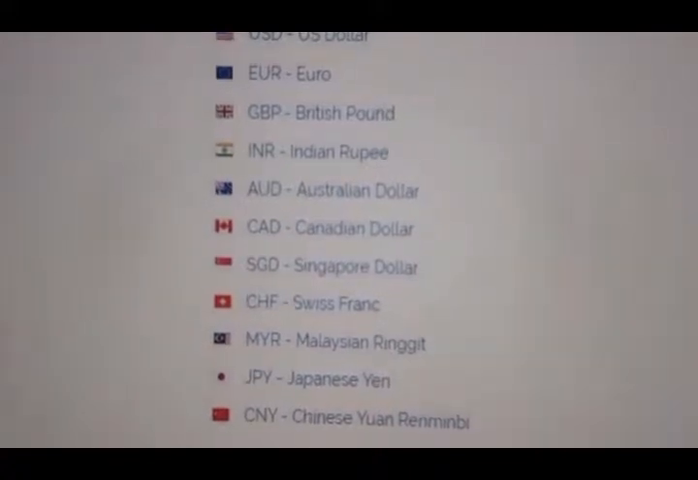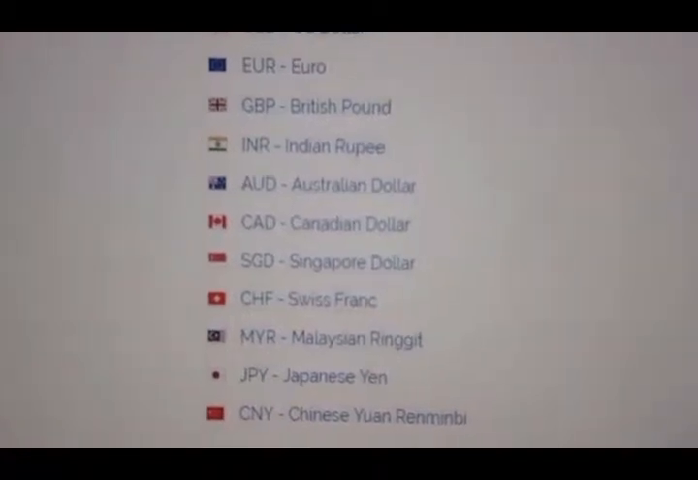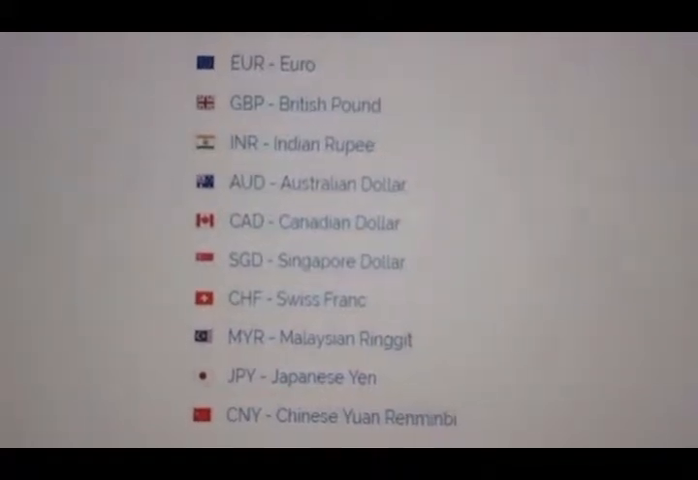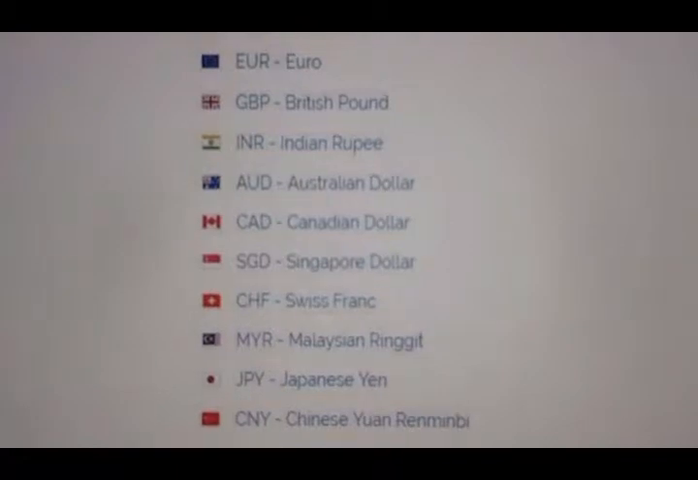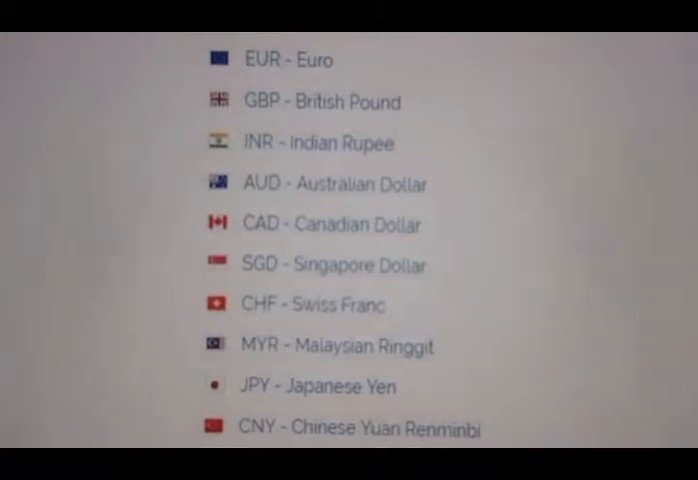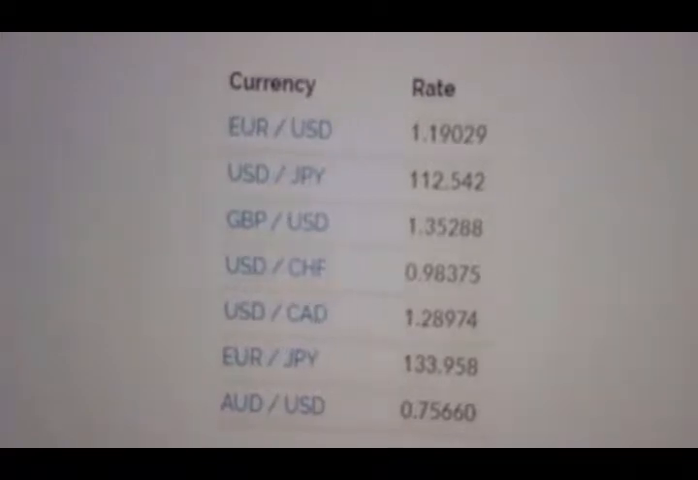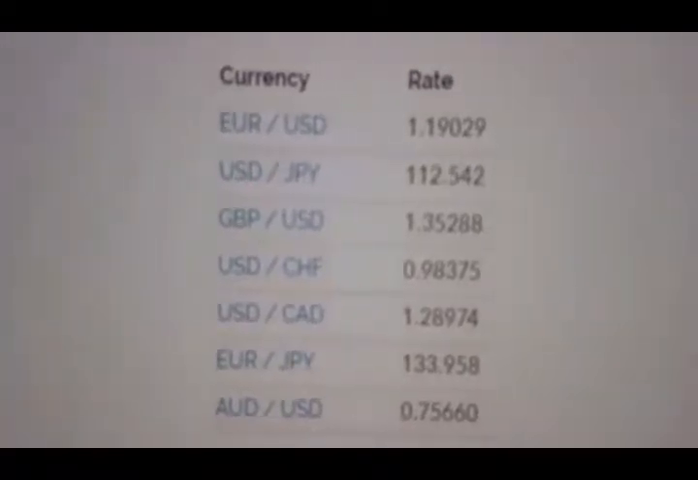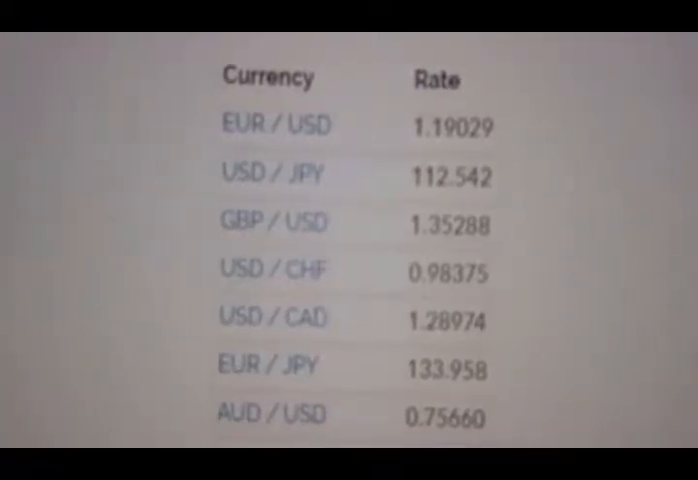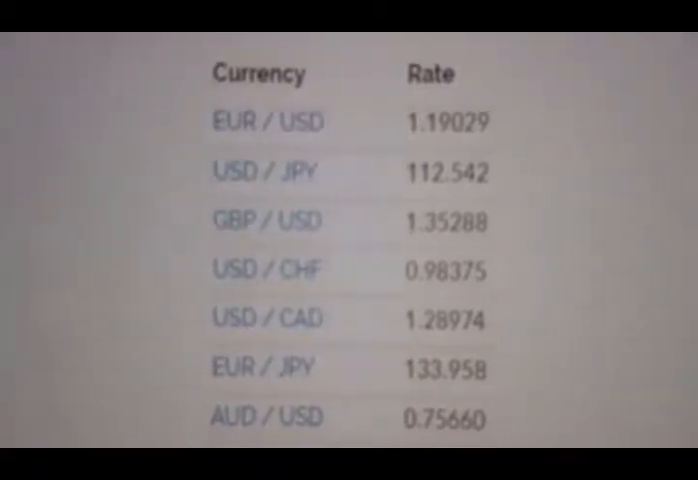So these are the common currency pairs: the US dollar, the euro, the British pound, the Indian rupee, Australian, Canadian, Singapore dollars, Swiss franc, Malaysian, Japanese yen, and the Chinese yuan. And those are the common ones. And obviously there's a whole lot more. And then, as I also mentioned, when you trade Forex, they are traded in pairs. So here are some examples of, and again, these are the common pairs that most trade with.